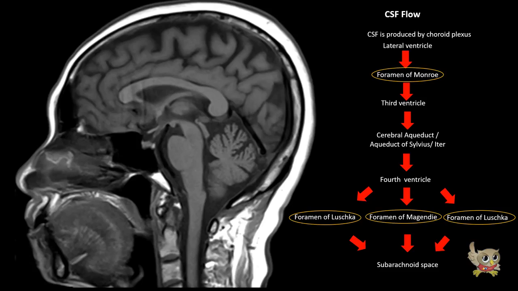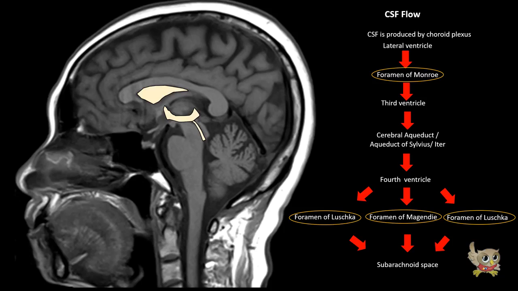In this sagittal view, I'll be demonstrating the CSF flow. CSF is produced by the choroid plexus located at the lateral ventricles. It will flow to the third ventricle via the foramen of Monro, then to the cerebral aqueduct, also called aqueduct of Sylvius, or iter. It is the ventricle of the midbrain.